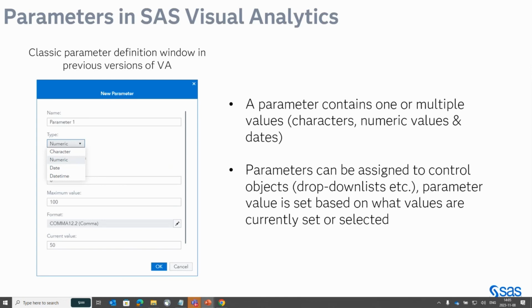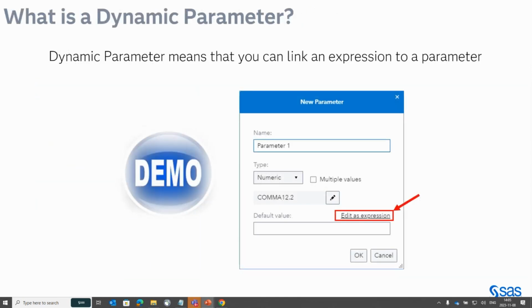But now with the dynamic parameter, what does this actually mean? Well, it means that you can link an expression to a parameter.